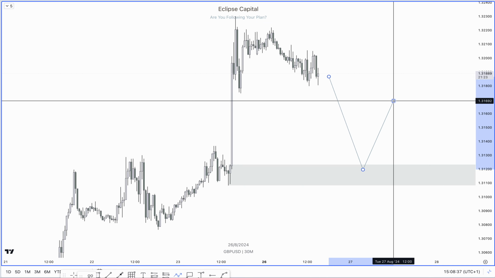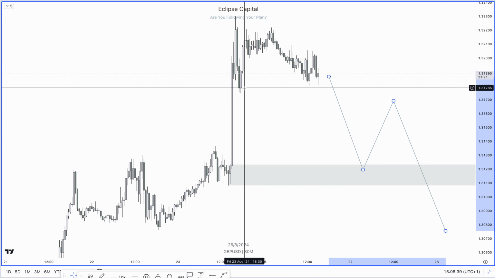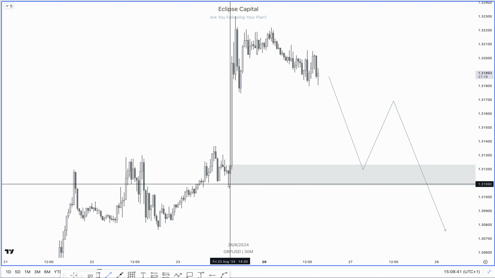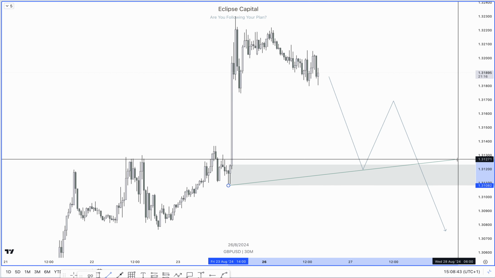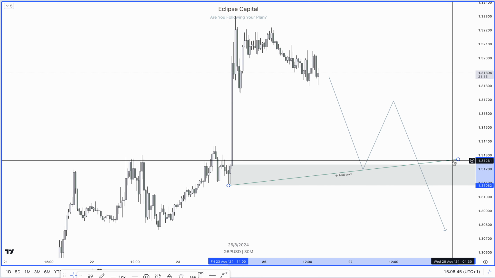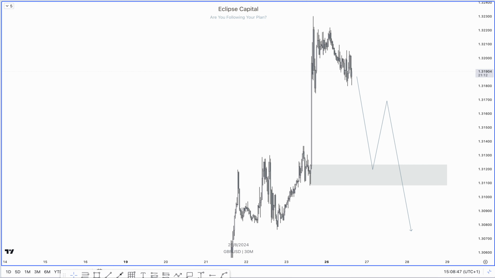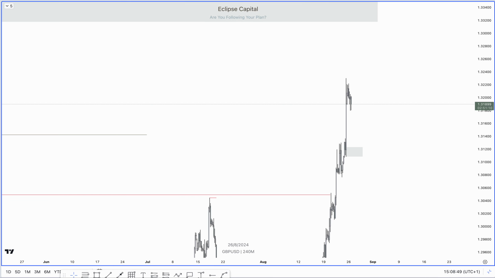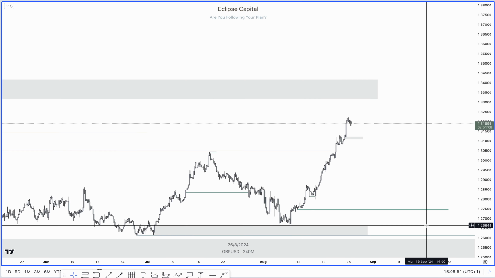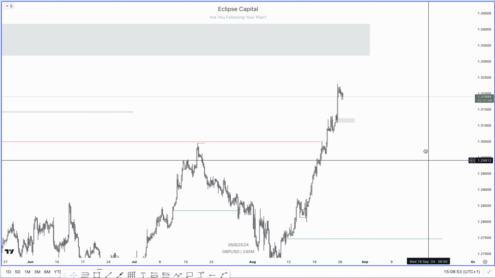What we could potentially see is that price comes into this area of demand, has that push up, and then that would generate further liquidity for price to then take out in the future.